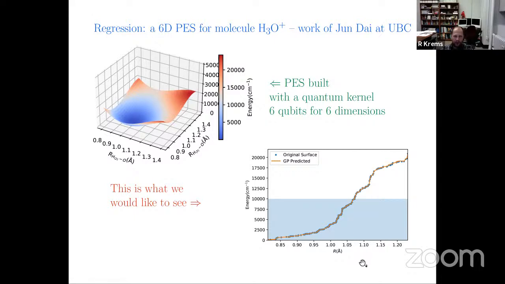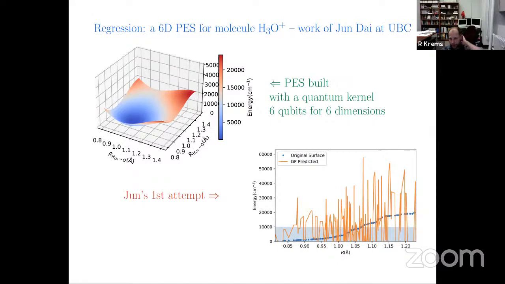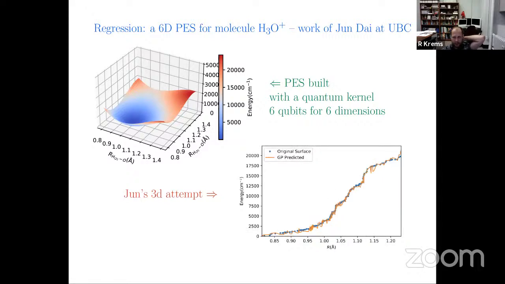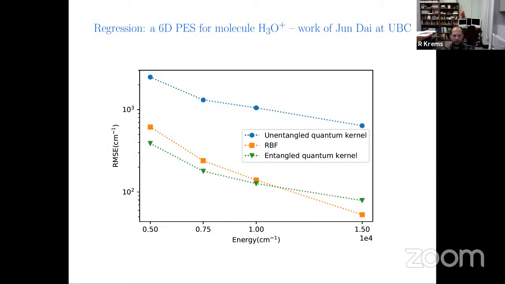Okay, so this is actually the surface that we do obtain as a result of our calculations. The surface built with the quantum kernel looks nice and smooth, but it took us a while to get there. So this is what we would like to see, this sort of plot. We've already talked about it. When June Dai, one of my students, did it, his first attempt looked like this, and his second attempt was this, and his third attempt was that. And this is what produces a fairly accurate surface. And let me show also.